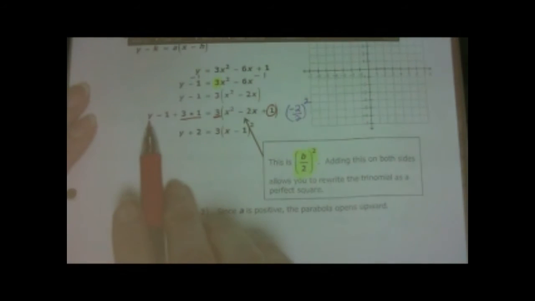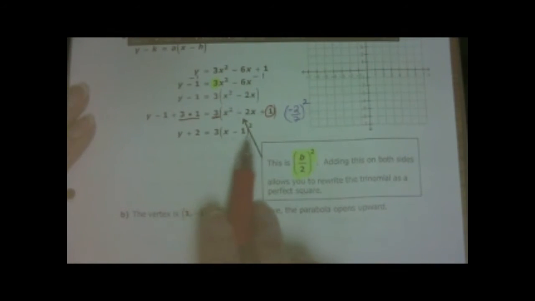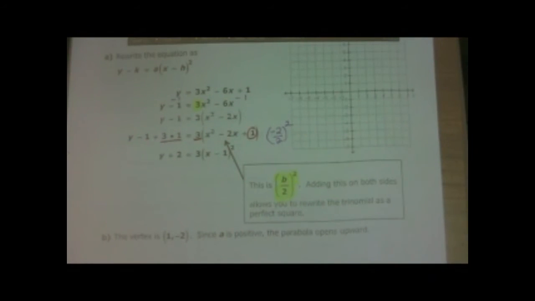All right, so when I take y minus 1 plus 3, that gives me y plus 2 equals 3. And now this factors as a perfect square. So x minus 1 quantity squared. That's the process we need to go through to get this to be in vertex form. All right, now we can see that the vertex is 1, -2, and a is positive, so the parabola is going to open upward. So let's go ahead and graph that vertex.